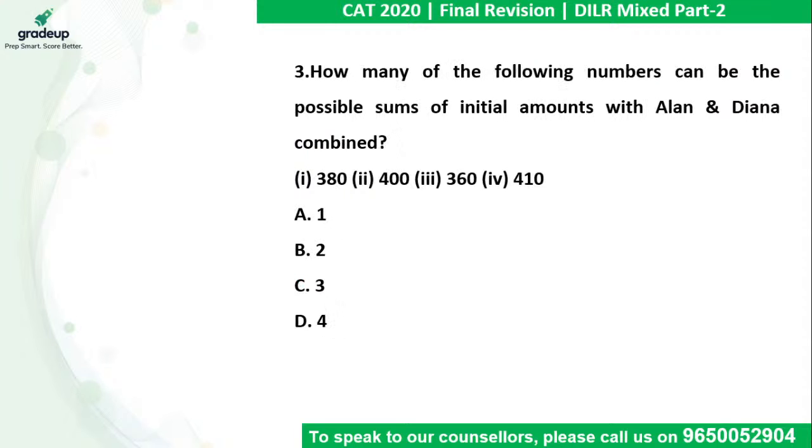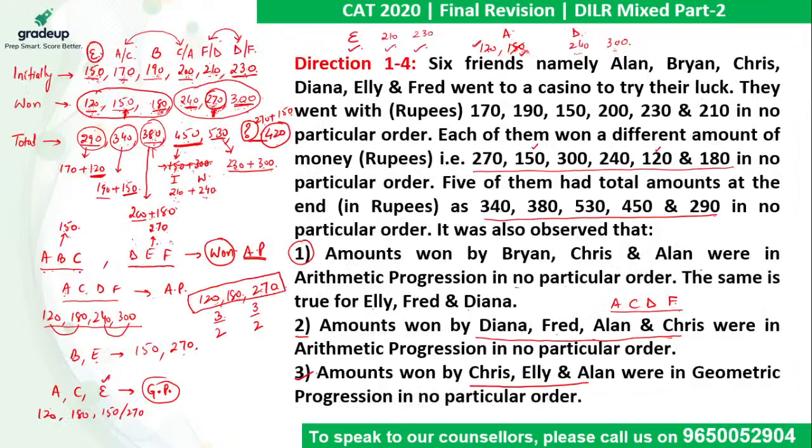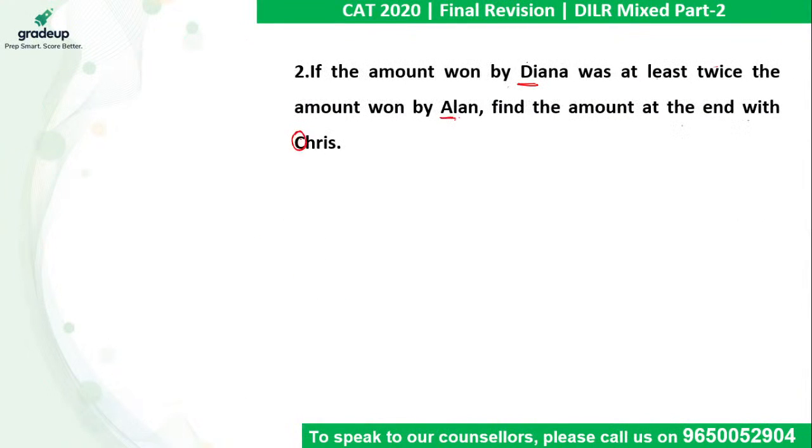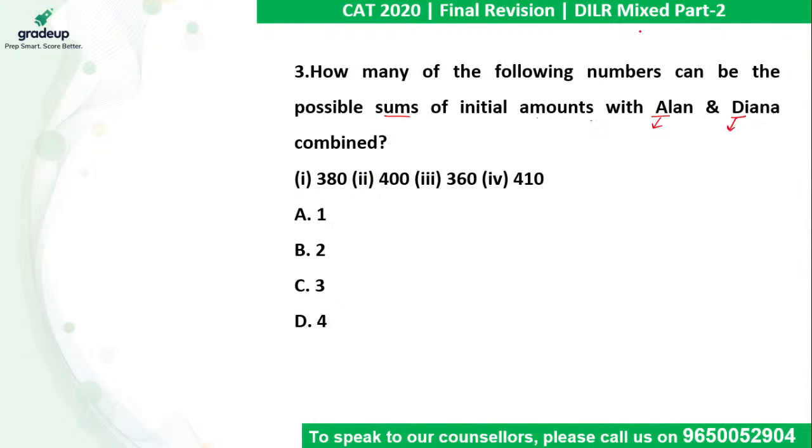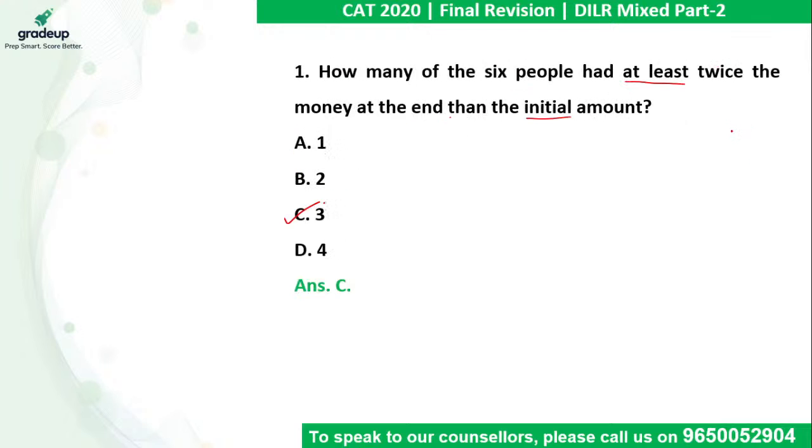Okay, in third it says how many of the following numbers can be the possible sums of initial amounts with A and D combined. So again we have made this list of A and D. So initially with A it can be 170 or 200. With D it can be 210 or 230. So with A it can be 170 or 200. With D it can be 210 or the other value was 230.